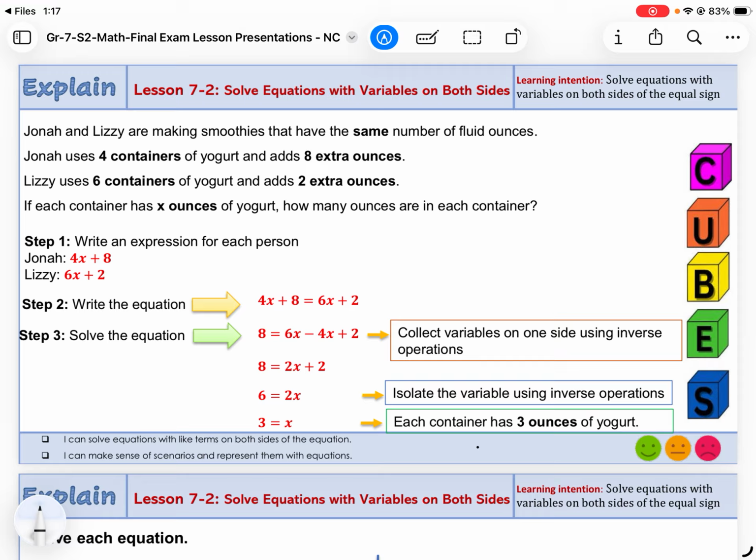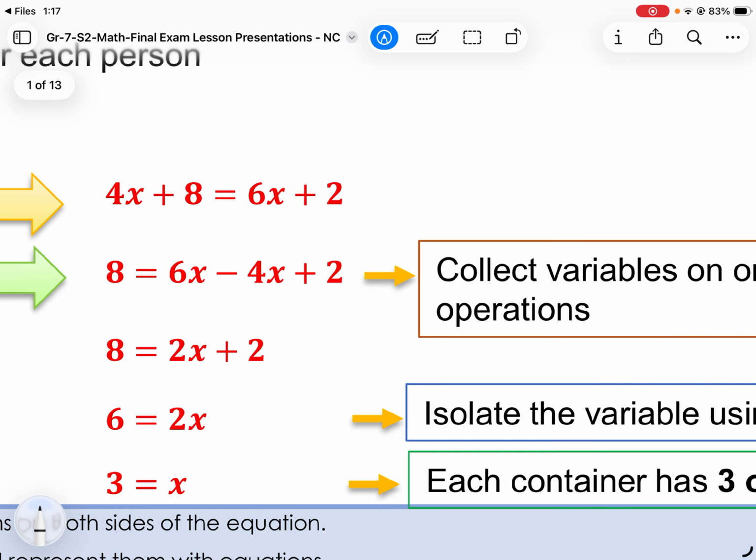As you can see here, we have a real life application. From this word problem, we created an equation. So that's our equation, okay?